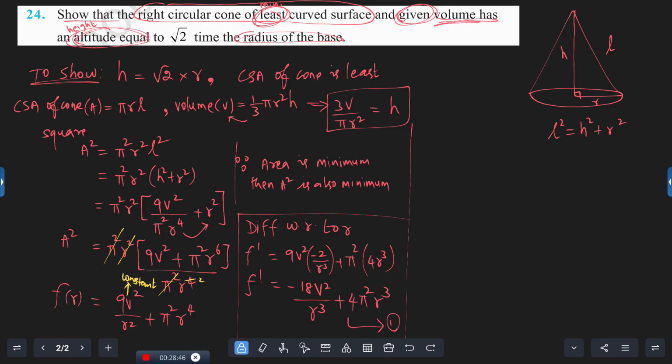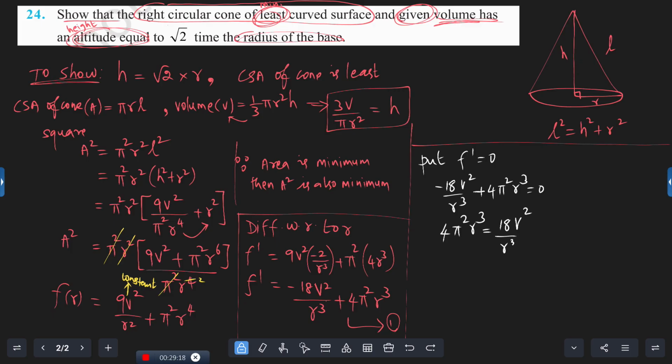Now put f' equal to 0 to find the r value. Put f dash equal to 0 to find r. That is minus 18 v square divided by r cube plus 4 pi square r cube equal to 0. The minus term, when you send it to the opposite side, will be positive. So 4 pi square r cube is equal to 18 v square divided by r cube.